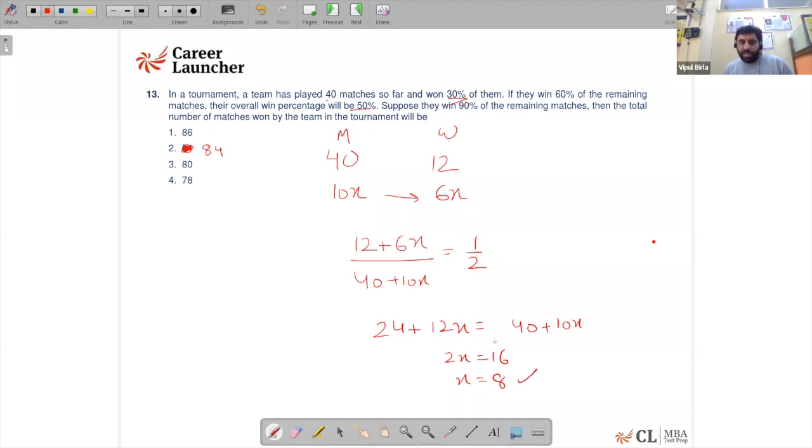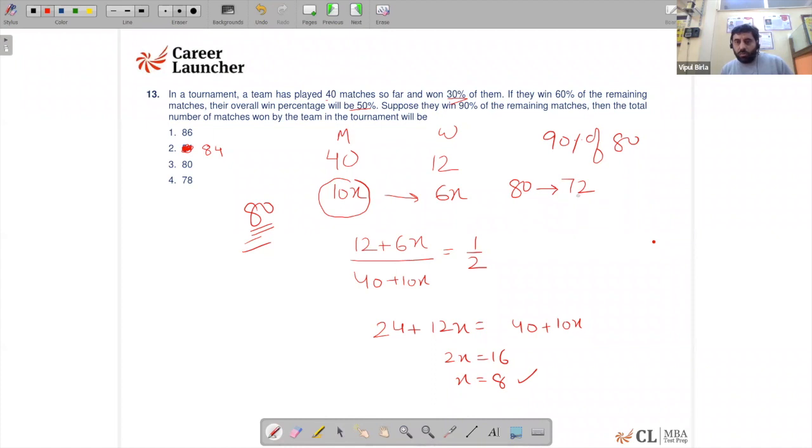If x is 8, the total number of matches played after that is going to be 10x, which comes out to be nothing but 80. Right. Now this says, suppose they won 90% of the remaining matches. That means 90% of the remaining matches, that is 80. So 90% of 80 is going to be nothing but 72. So that means now out of 80, they won 72 matches, and now they're asking the total number of matches won by the team in the tournament.